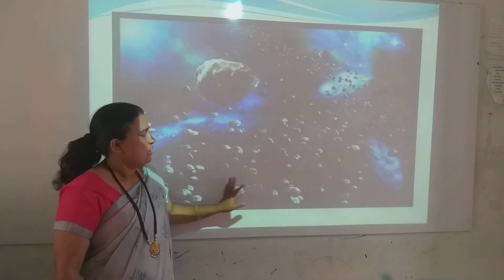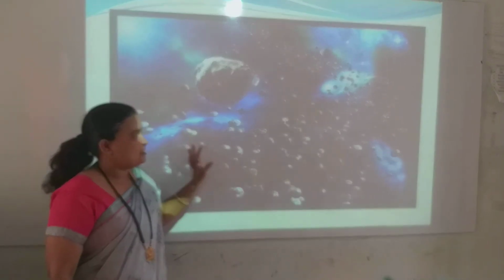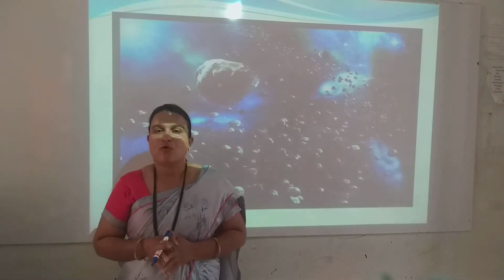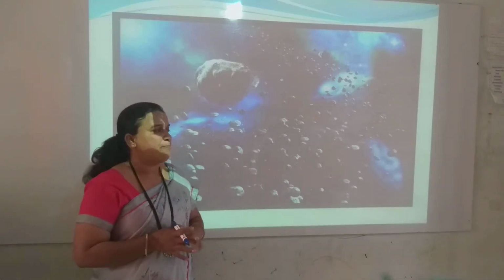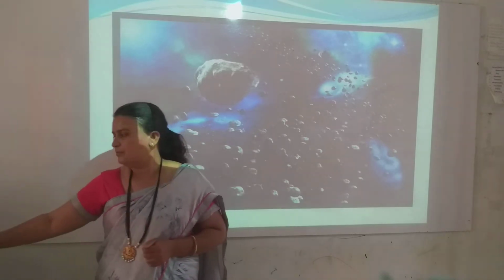These small bodies of the asteroids form a belt, which is called the asteroid belt, and the asteroid belt is present between Mars and Jupiter.